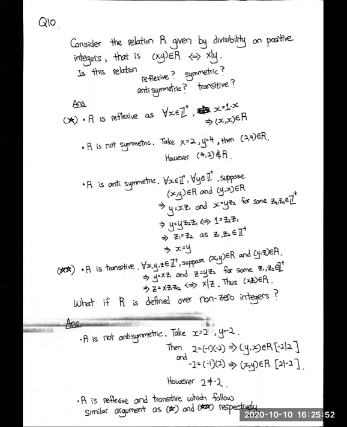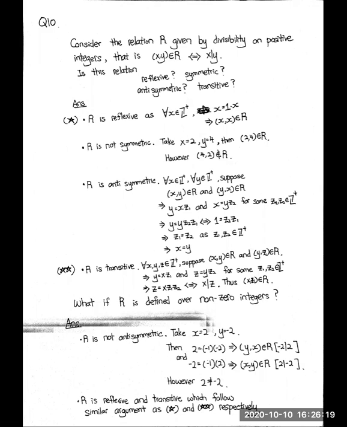Okay, for question 10, we consider the relations given by divisibility on positive integers. That is, (x, y) is an element in R if and only if x divides y. Then we are asking, is this type of relation reflexive, symmetric, anti-symmetric, or transitive? First, we see that R is reflexive because you take any element x in the set of positive integers, Z plus.